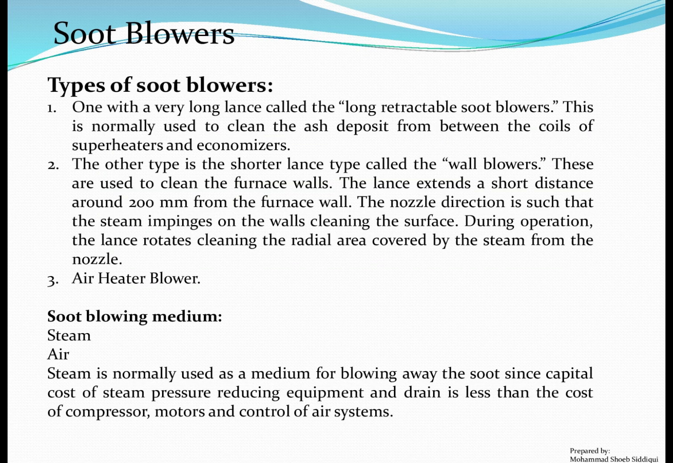Types of soot blowers. 1. One with a very long lance, called the long retractable soot blower. This is normally used to clean the ash deposit from between the coils of superheaters and economizers. 2. The other type is the shorter lance type, called the wall blowers. These are used to clean the furnace walls.